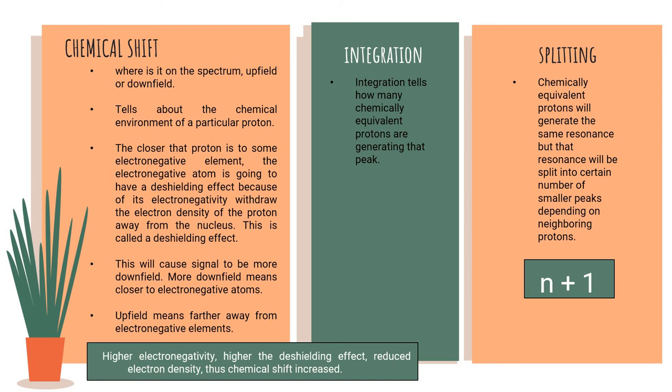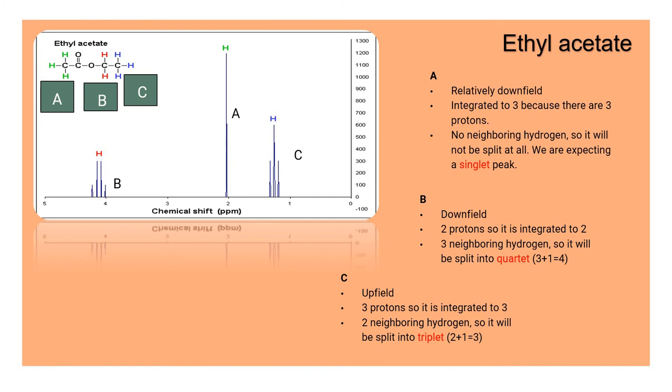increased. Integration tells how many chemically equivalent protons are generating that peak, and splitting tells us that chemically equivalent protons will generate the same resonance, but that resonance will be split into a certain number of smaller peaks depending on the neighboring protons. So this is an example of the molecule ethyl acetate, for us to better understand how to interpret the NMR signal. So in this spectrum, we have three different resonances to expect.